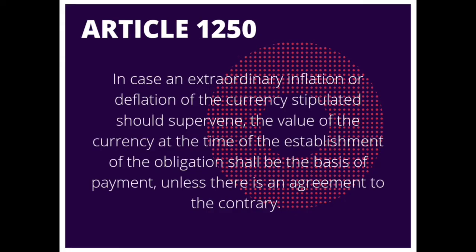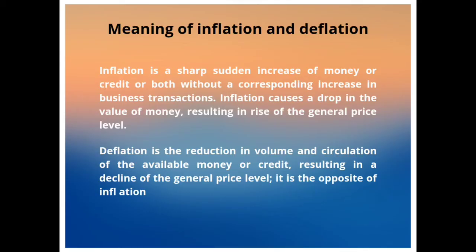Article 1250. In case an extraordinary inflation or depletion of the currency stipulated should supervene, the value of the currency at the time of the establishment of the obligation shall be the basis of payment, unless there is an agreement to the contrary. Now let's define the meaning of inflation and depletion. Inflation is a sharp sudden increase of money or credit or both without a corresponding increase in business transactions. Inflation causes a drop in the value of money, resulting in the rise of general price level.